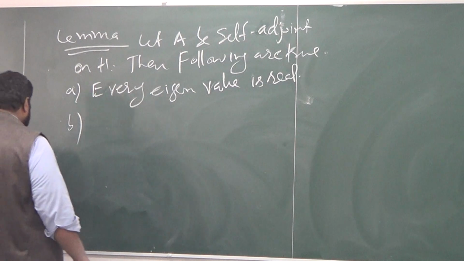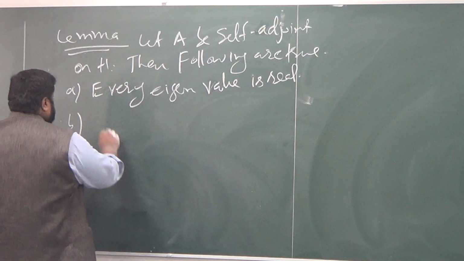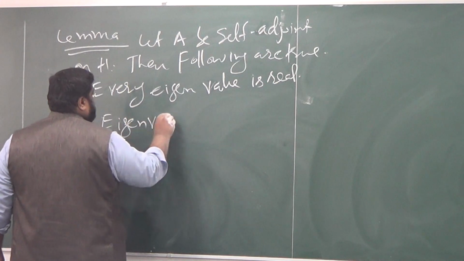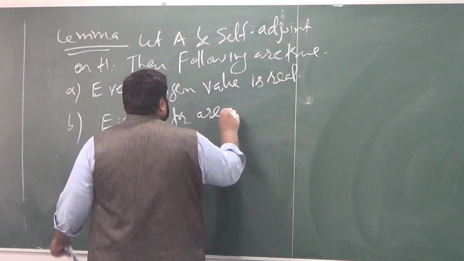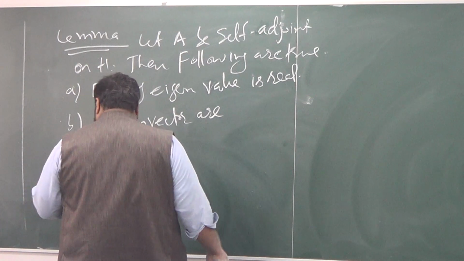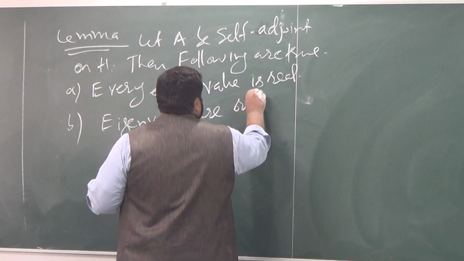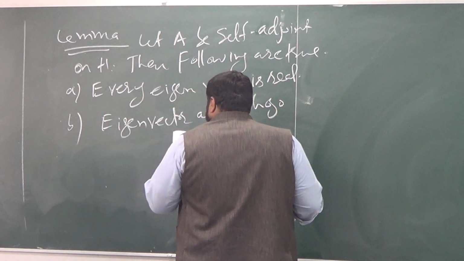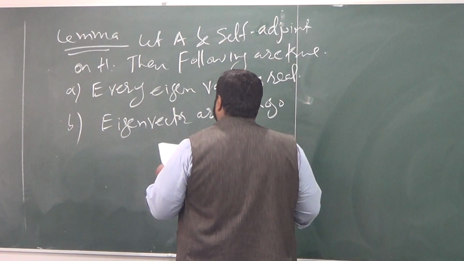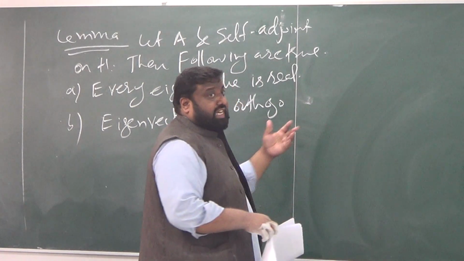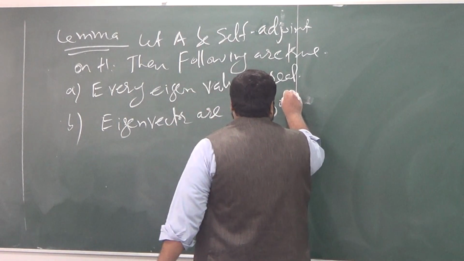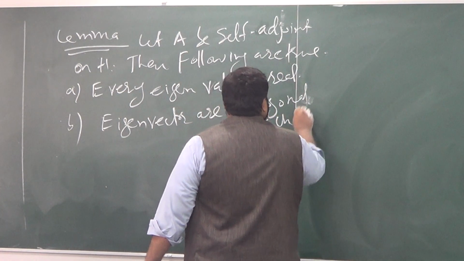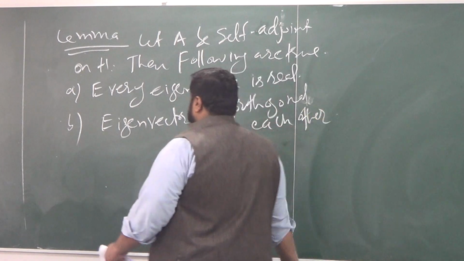The second part is that eigenvectors are orthogonal. Eigenvectors corresponding to different eigenvalues are orthogonal to each other.